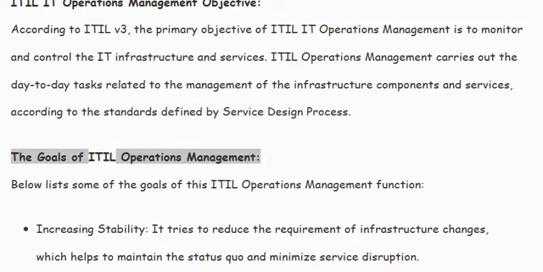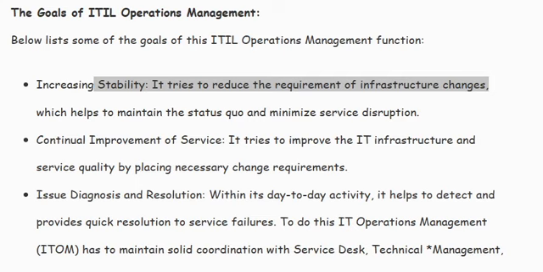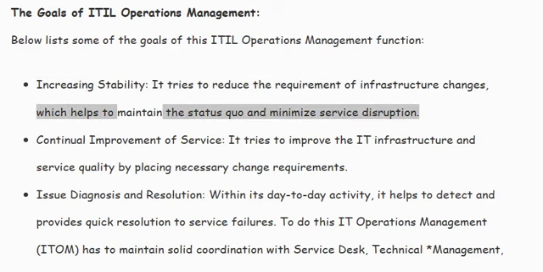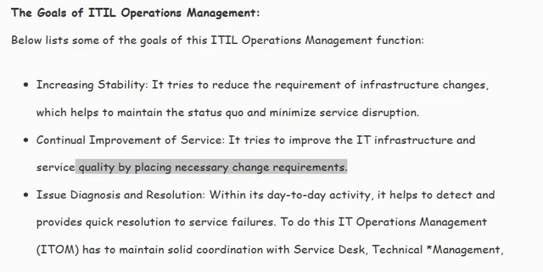The goals of ITIL Operations Management. Below are some of the goals of this ITIL Operations Management function. Increasing stability. It tries to reduce the requirement of infrastructure changes, which helps to maintain the status quo and minimize service disruption. Continual improvement of service. It tries to improve the IT infrastructure and service quality by placing necessary change requirements.